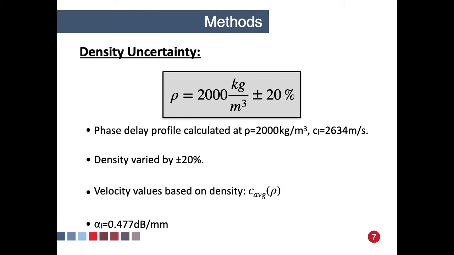Next, we looked at how errors in estimated density affect focalization when the density is used as a parameter to estimate the acoustic velocity. So the transducer phase delay profile was calculated based on a skull density of 2,000 kilograms per cubic meter and a corresponding acoustic velocity of 2634 meters per second. And then the density was varied over a range of 20% without changing the transducer delay profile, while the individual skull velocity values were estimated based on each density value.